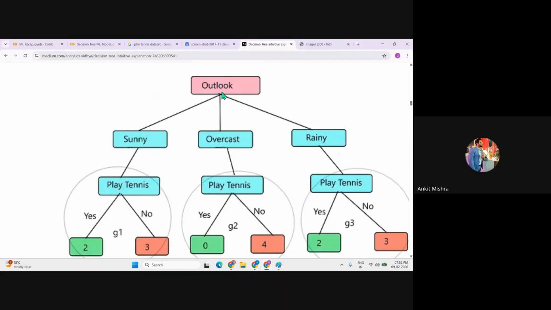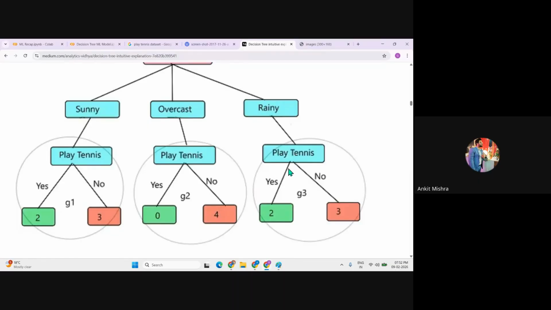So this can be the best participant for the root node, right? You can say that. Now let's calculate the Gini index for this one.